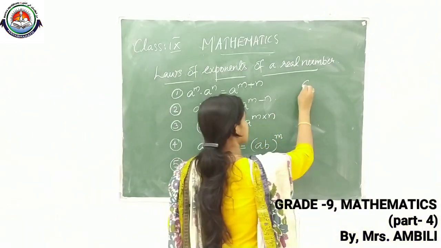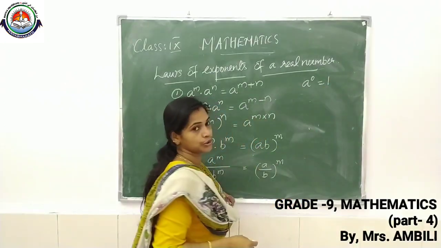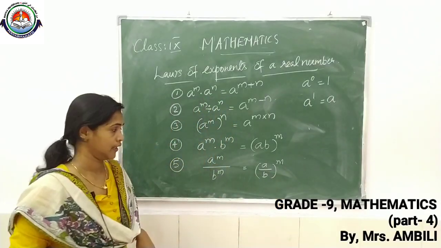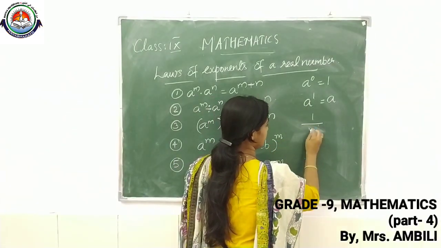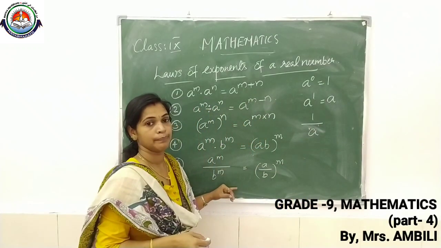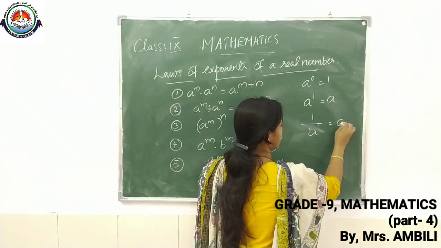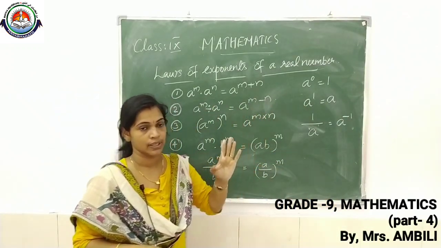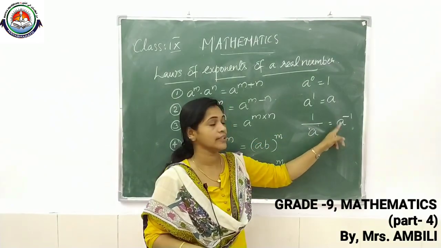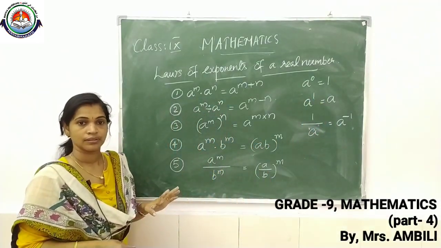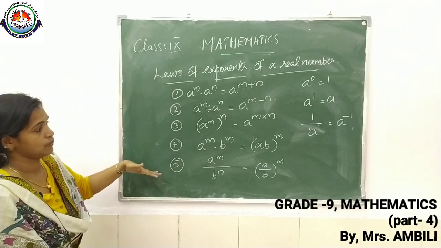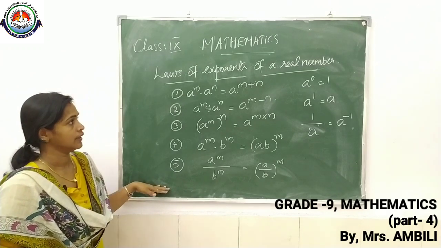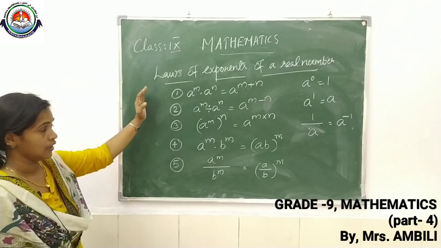Among this we know that a raised to 0 equal to 1. What is a raised to 1? A raised to 1 equal to a. Then what about 1 by a? 1 by a we can write a raised to minus 1. And 1 by a raised to minus 1 we can write a raised to 1, that is a. Clear? Okay. These laws of exponents we need to use while doing problems. Okay, understood? Okay.